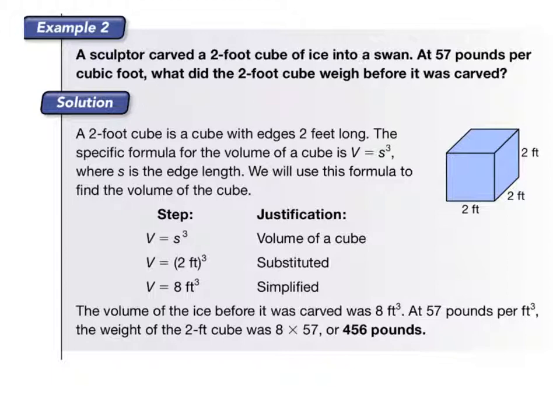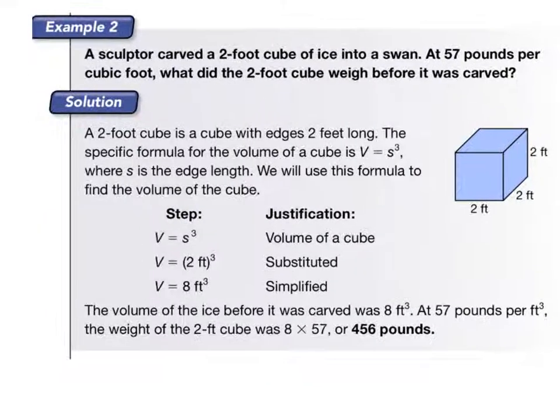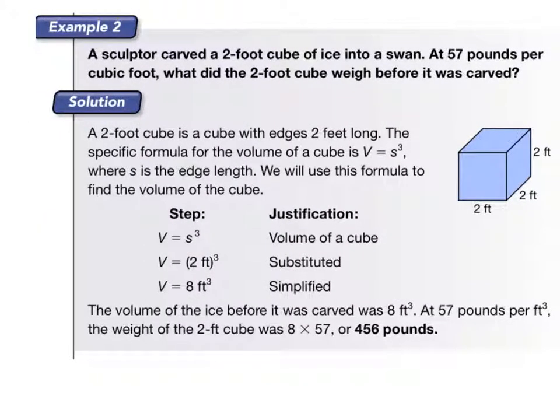This is example 2, so I want you to draw the figure over there. The sculptor carved a 2-foot cube of ice into a swan. At 57 pounds per cubic foot, what did the 2-foot cube weigh before it was carved? So this is a problem. We have to find the volume, and once we find the volume, we're going to multiply the volume times 57 to get pounds per cubic foot.